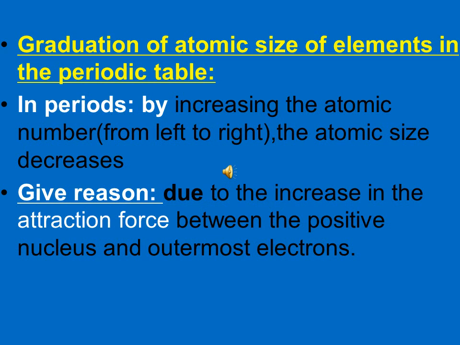Nucleus has a positive charge and electrons have negative charge. So the attraction force between the positive nucleus and negative electrons increases and electrons get near to the nucleus. That's why the size will decrease as we go from the left side to the right side. So again, in the period, as we go from the left side to the right side by increasing the atomic number, the atomic size will decrease. Atomic size decreases by increasing the atomic number.